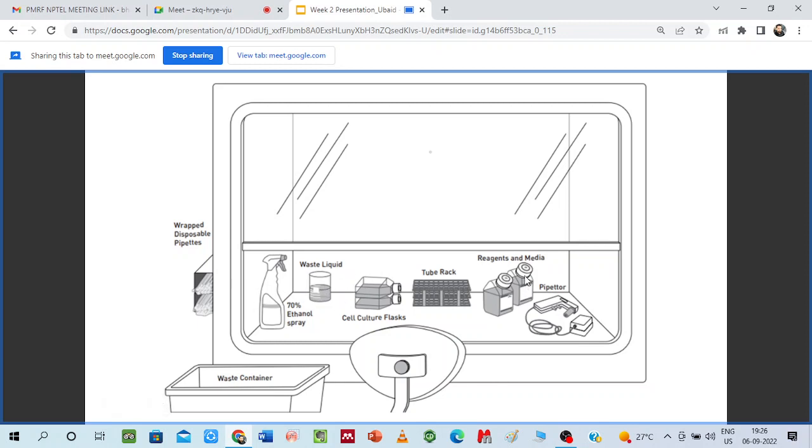All the reagents or pipettes you can place on the right side, and between them you can place the cell culture flask where you can work or open it. So that you can prevent contamination. So you have to separately divide the portions of the cell culture hood.